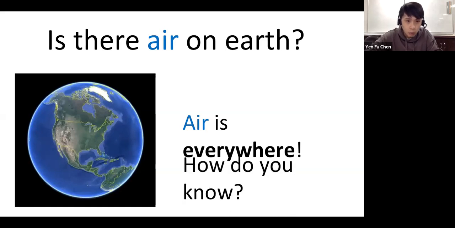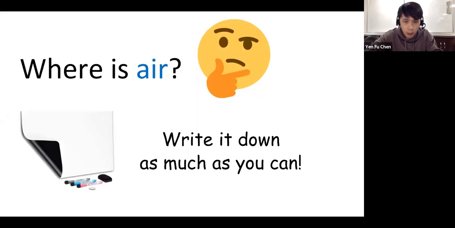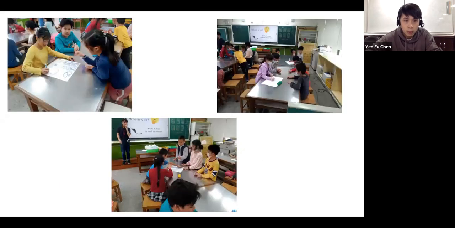But how do we know? This is the picture from when we did this activity. I want them to write down where they can see air. If they cannot write in English, they can write in Mandarin, or they can just draw a picture to tell their classmates where the air is. So this is the picture.